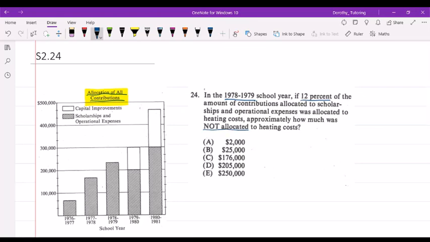I think the examiner has been super nice and put the not in capitals. Right, so 100 minus 12 is 88%. That's what I'm looking for. There are many ways to do this question. Some people would have found the 12%. I'm going to find the 88%. Doesn't really matter. Let's read off the graph.